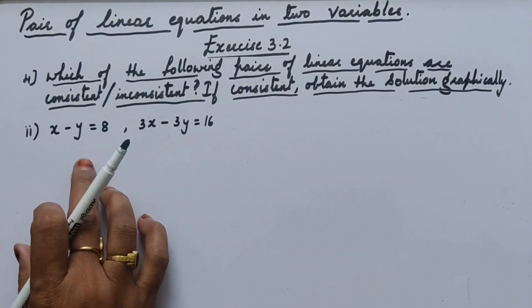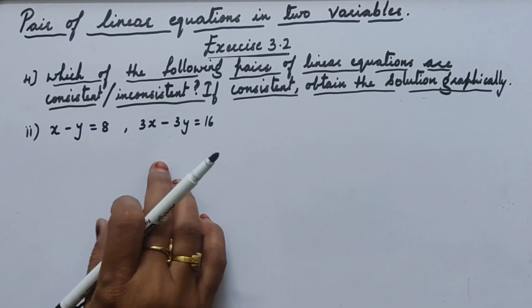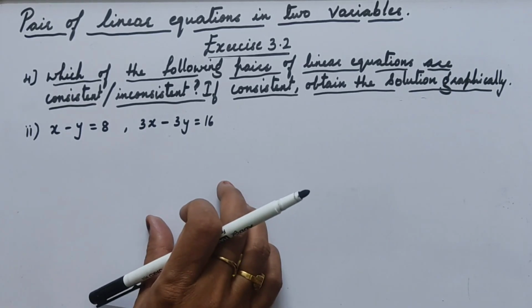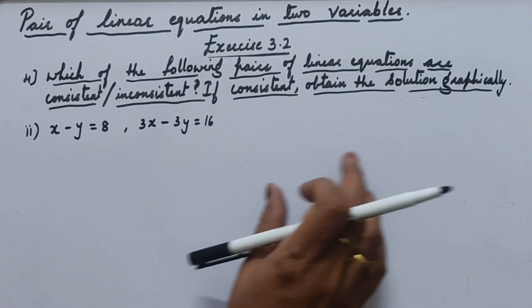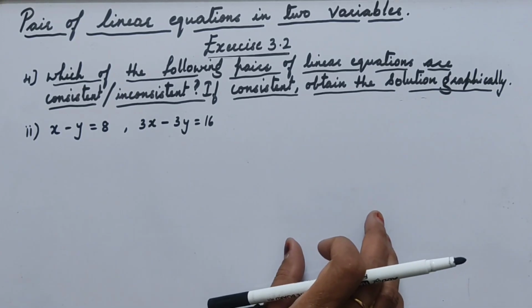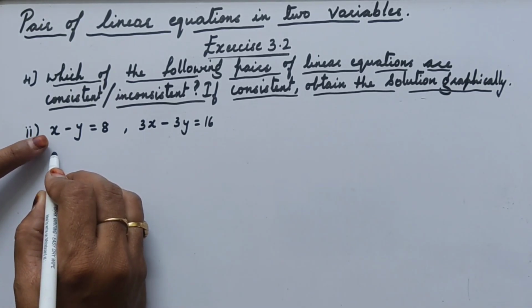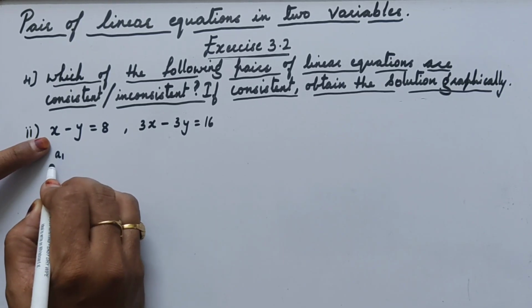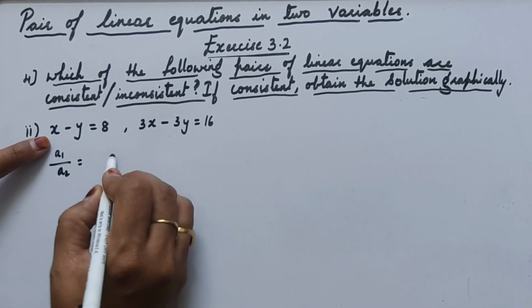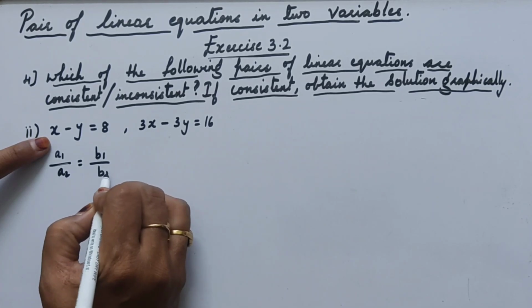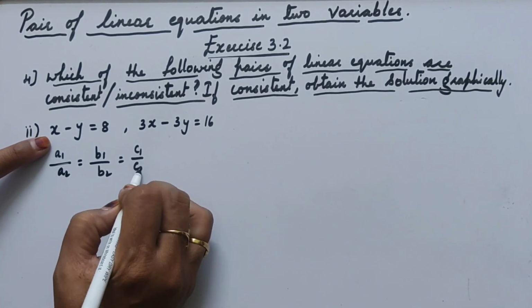And here we have got again a pair of linear equations, and we have to check whether it is consistent or inconsistent. If it is consistent, we need to obtain the solutions graphically. Now here you can observe, a1 upon a2 equal to b1 upon b2 equal to c1 upon c2.